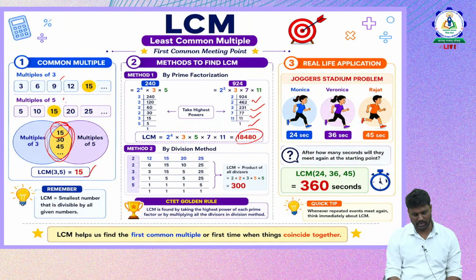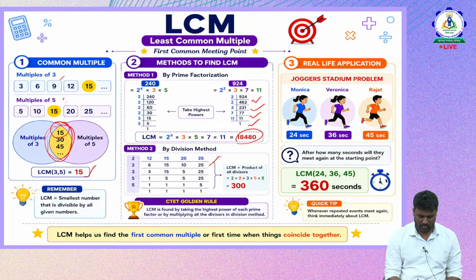Okay, and then method 2, the division method. For example, they are given: identify the LCM of the given numbers 12, 15, 20 and 25. Now by the division method we can do it like this. We divide by 2: 12 becomes 6, 15 cannot be divided by 2, so we take it as it is, 20 becomes 10, and 25 cannot be divided by 2, so we take it as the same.